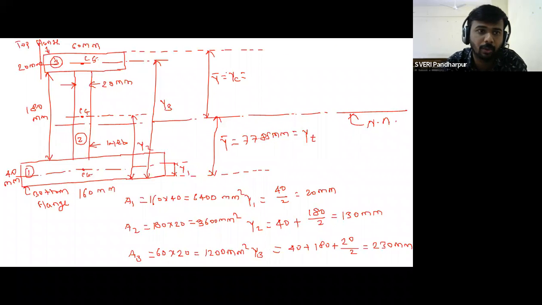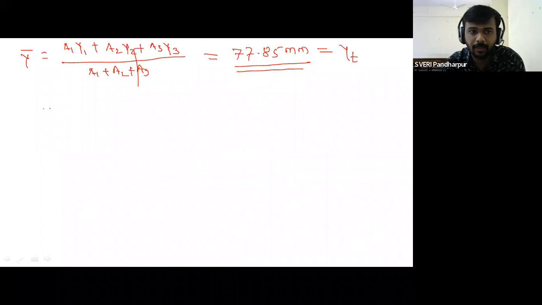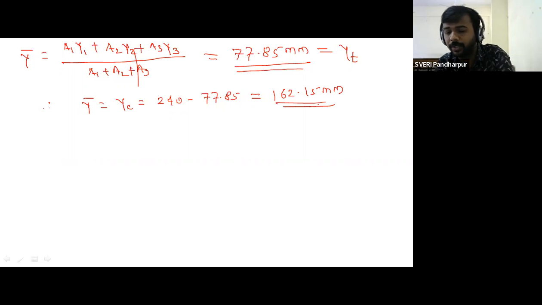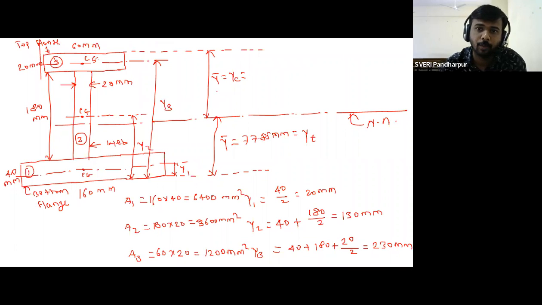So how is it to be calculated? What is the total height? 180 plus 60, that is 240 is the total height, correct? Therefore y bar is equal to yc is equal to 240 minus 77.85, which is equal to, what is the total yc distance? 162.15 mm. So represent this distance also on the figure, that is position of neutral axis from the top side, it is 162.15 mm.